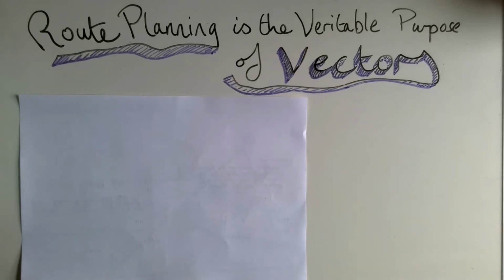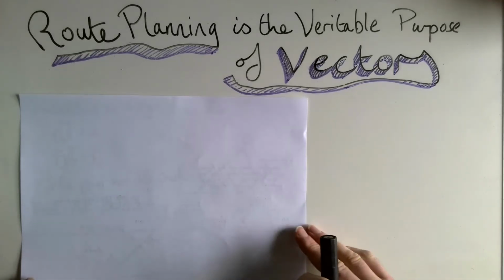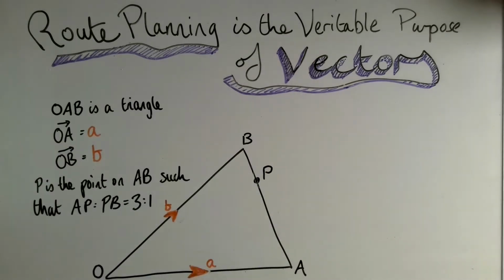Veritable meaning true. So the real reason for it is about route planning, and it's very important in terms of planning out how you're going to deliver all sorts of different logistical things. So anyway, here's our first situation. The question's not written down yet, so copy this down and have a little think about what's going on.